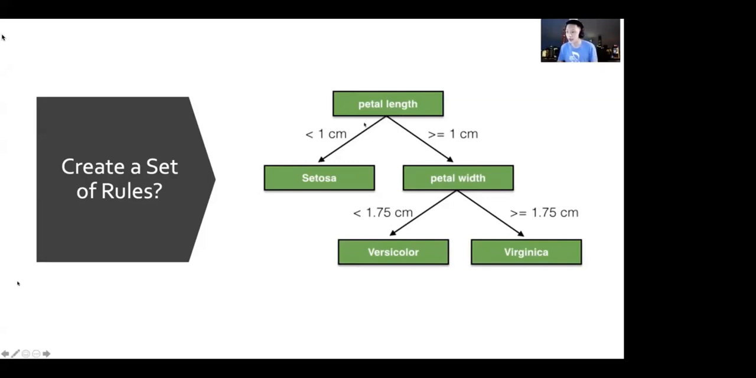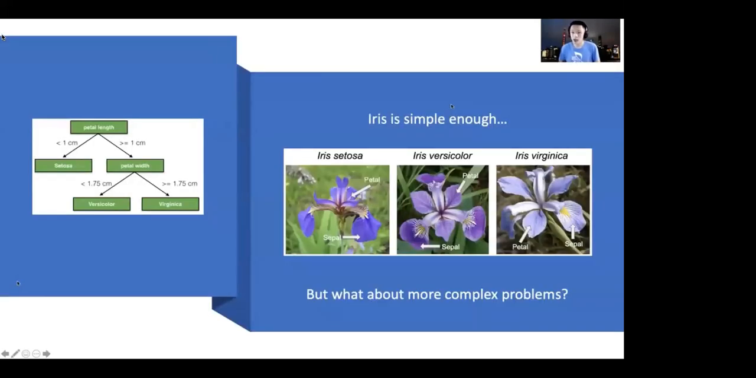You're like, okay, the petal lengths, the setosas are all super small. So if it's less than 1 centimeter, let's just call it a setosa. Otherwise, execute this new logic. Very nice. So the iris data set turns out to be quite simple. And if you constructed an optimal decision tree, it would look something like this, right? Very simple, not too many nodes in your tree.